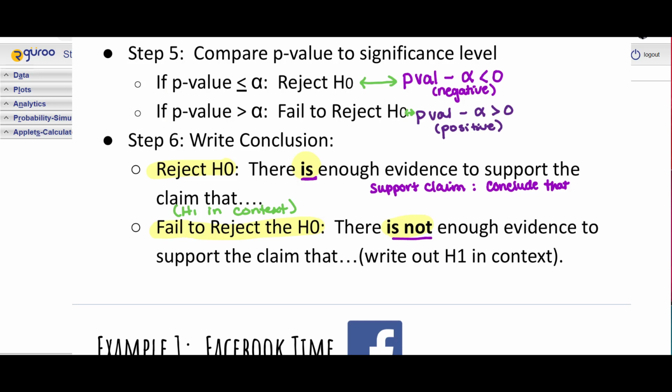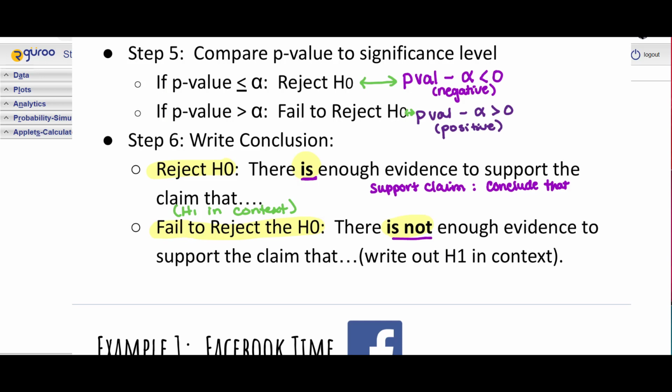then that means it is a likely occurrence. And if it's likely to happen when the null is equal to what we're saying it's equal to, then you don't have enough evidence to reject it. I mean, you can't say it's true, but you definitely can't say it's false.